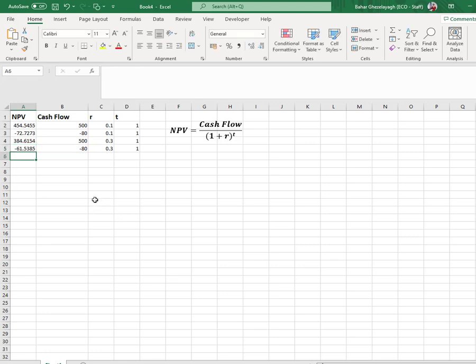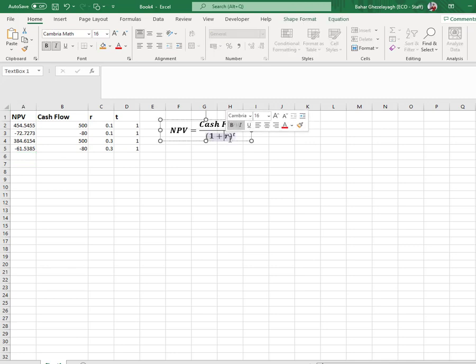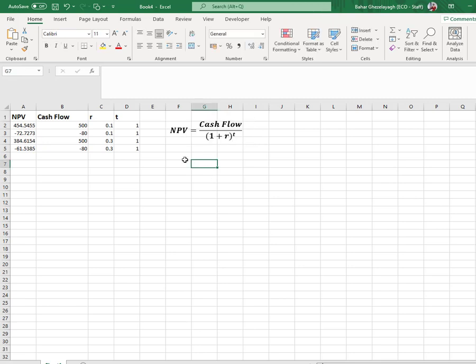So this shows that when you change the discount rate from 0.1 to 0.3, your net present values change. The net present value of 500 was 454, whereas here is 384. You can see from this fraction that net present value and the discount rate are negatively correlated. So if R goes up, net present value comes down.